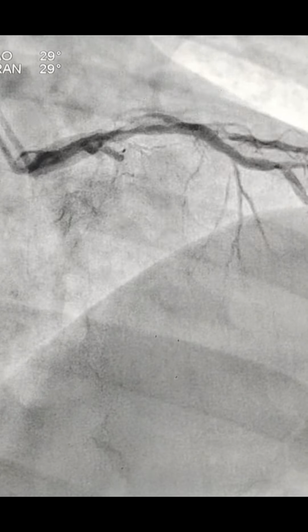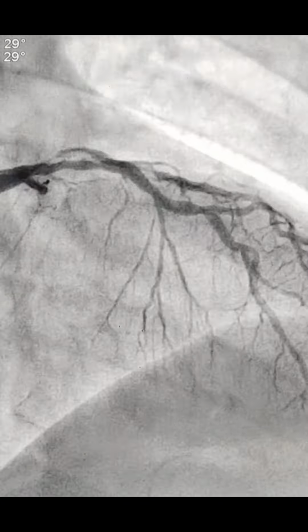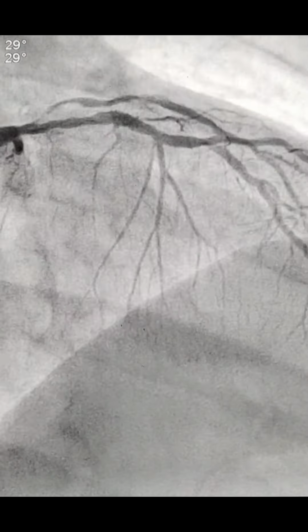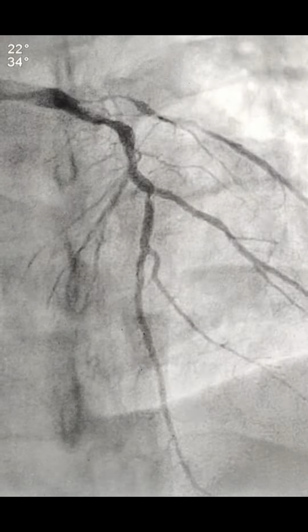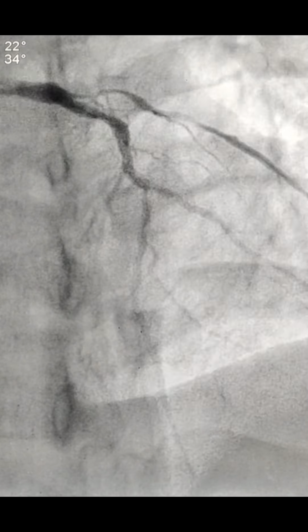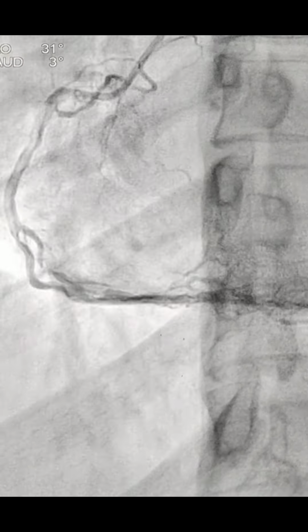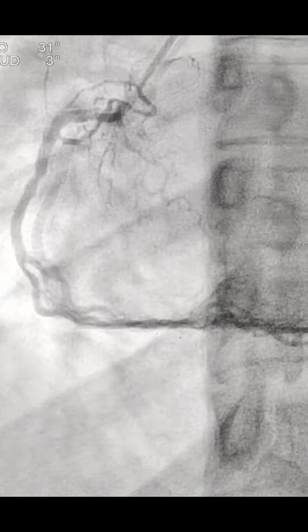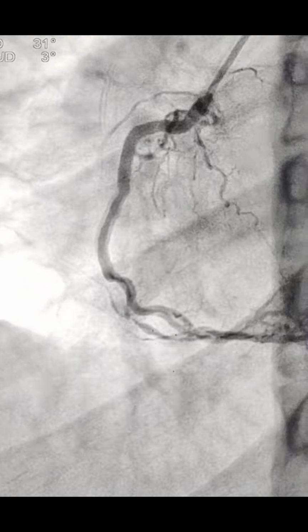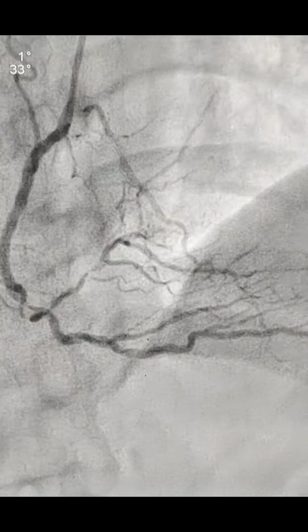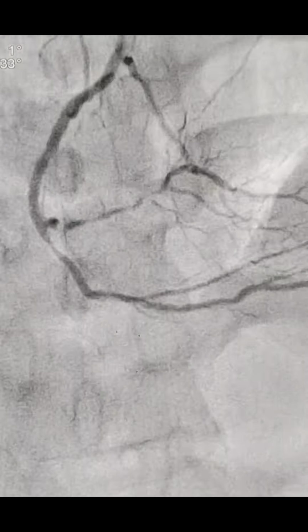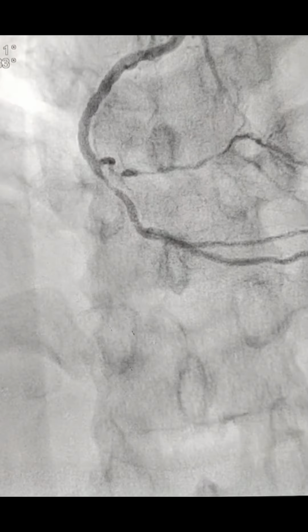And this is the LAO cranial view, and see how bad the diagonal is, and then the LAD, mid LAD and proximal LAD. This is an RAO cranial view. You can see the diagonal and distal LAD, how bad, multiple tandem lesions are there. And this is the RCA. You can see the RV branch is a very thin RV branch, and if you see in this cranial view, you can see the RV branch is a thin vessel and multiple lesions are there.